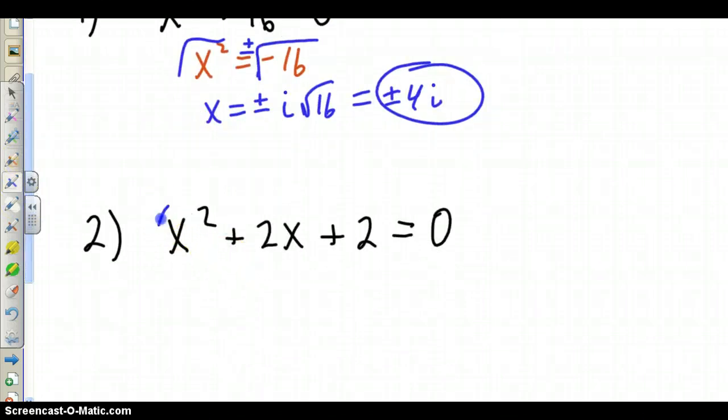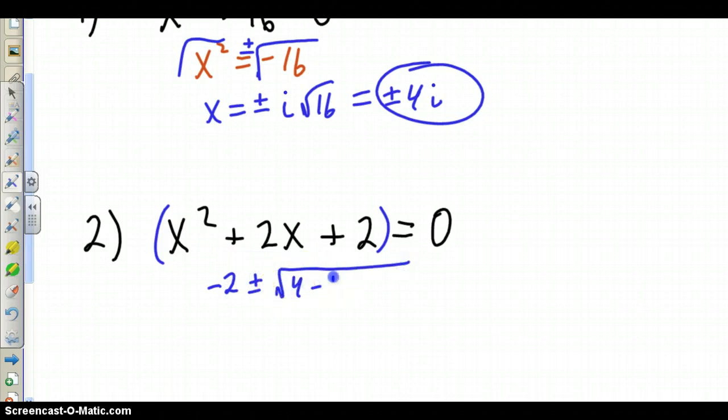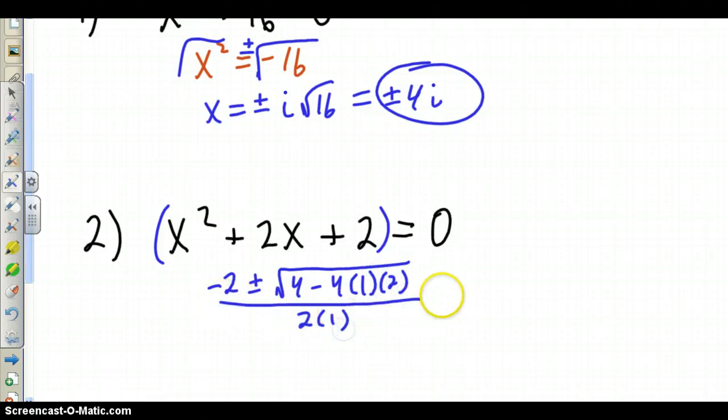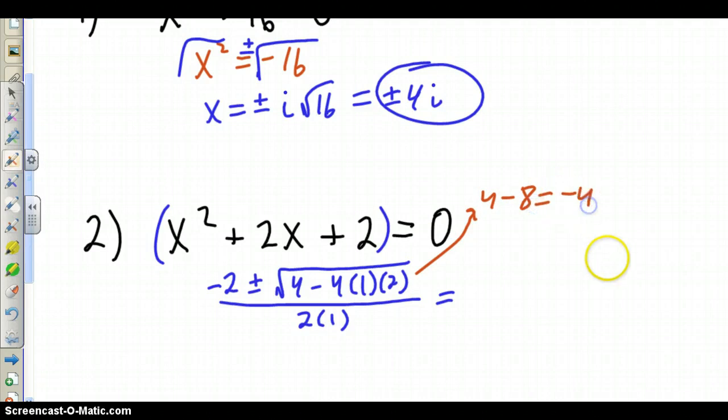So I might try to factor this first. However, factors of 2 that add to 2, I can't think of any. I don't think that's going to factor. So you want to use the quadratic formula. That's our backup plan. So we'll go negative b, negative 2, plus or minus square root of b squared, which is 4 minus 4 times a times c, all over 2 times a. Sometimes I'll kind of figure this off to the side up here. That'll be 4 minus 8, which is negative 4.